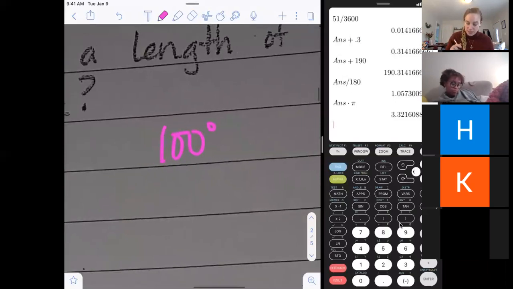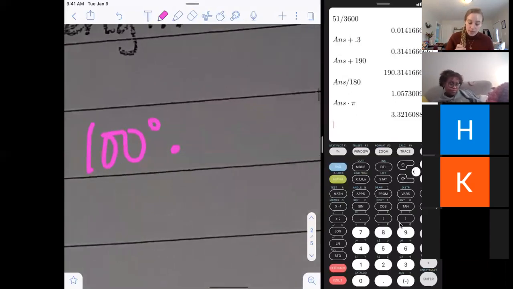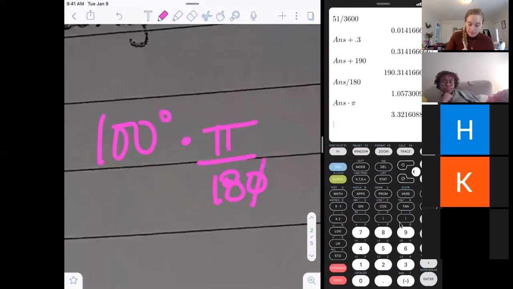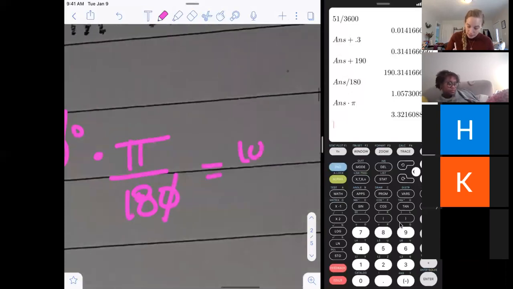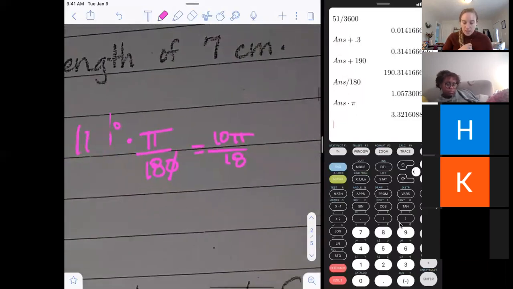So I've got 100 degrees, and I'm going to make it a radian. For consistency, I want it as a fraction, and then we'll make it a decimal at the very end. So I want you to keep this as a fraction. I'm going to multiply by pi over 180. My zeros cancel out, so now I've got 10 pi over 18. You could have simplified all at once, but sometimes that gets messy for me. 10 and 18 still have a common factor of 2. If I divide 10 by 2, I'm left with 5, and if I divide 18 by 2, I'm left with 9. So I've got 5 pi over 9.